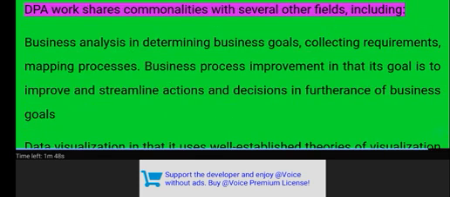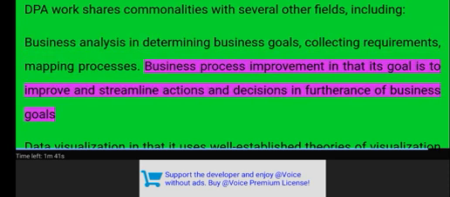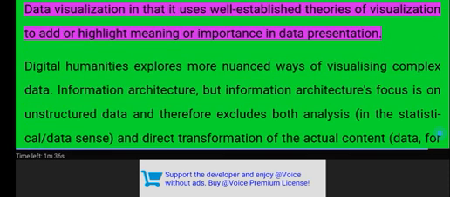DPA work shares commonalities with several other fields, including business analysis in determining business goals, collecting requirements, mapping processes. Business process improvement in that its goal is to improve and streamline actions and decisions in furtherance of business goals. Data visualization in that it uses well-established theories of visualization to add or highlight meaning or importance in data presentation. Digital humanities explores more nuanced ways of visualizing complex data.